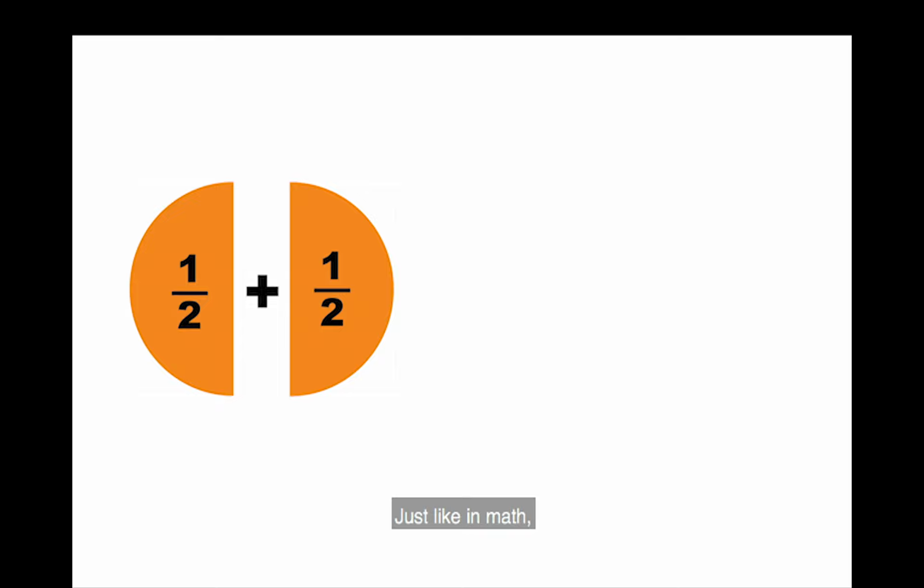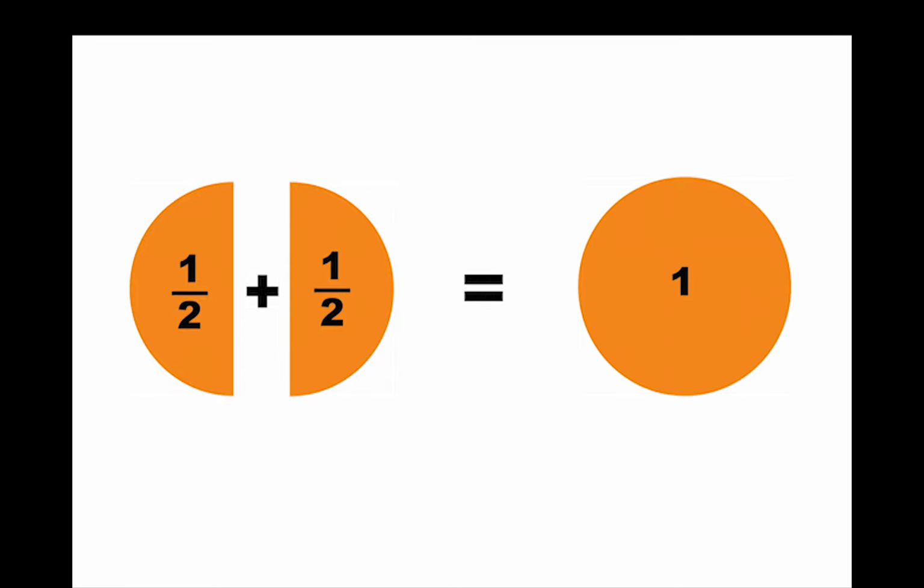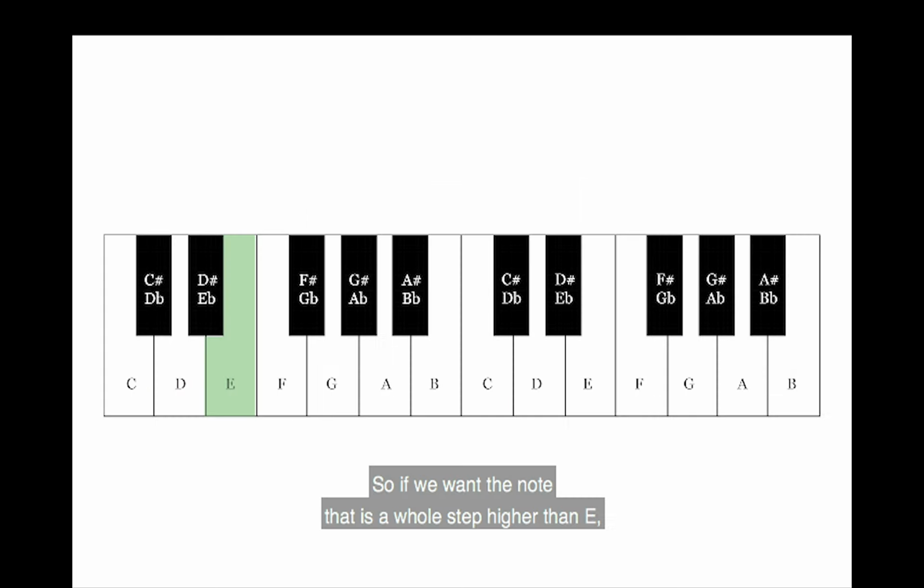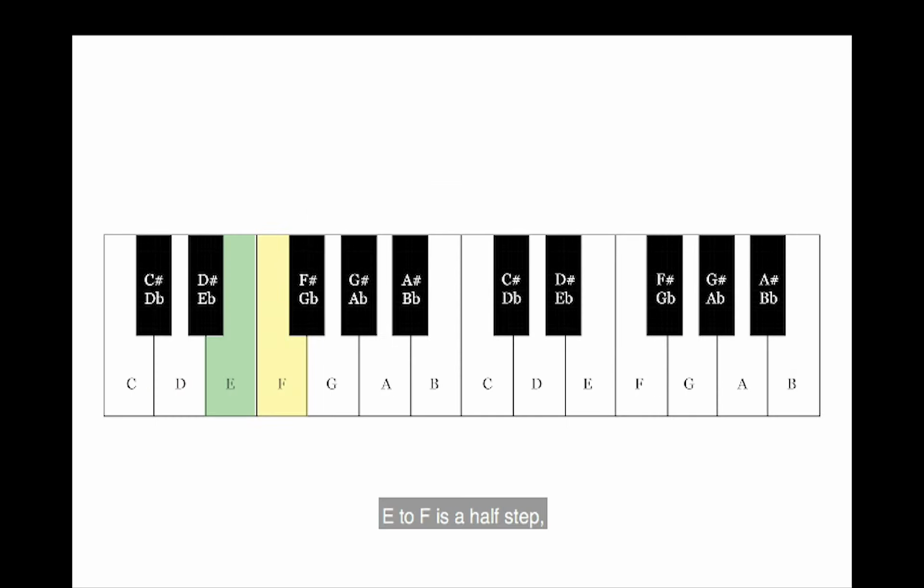Just like in math, 2 halves equal 1 whole. 2 half steps equal 1 whole step. So if we want the note that is a whole step higher than E, E to F is a half step, F to F sharp is another half step, 1 half plus 1 half equals 1 whole. So from E to F sharp is 1 whole step.